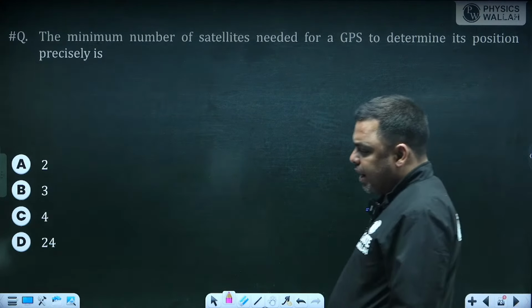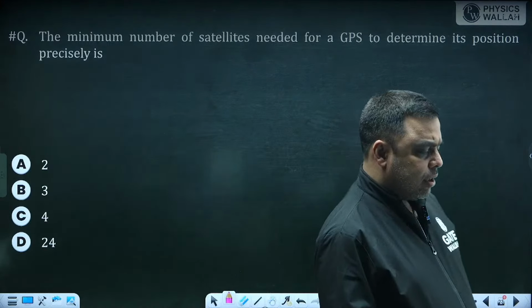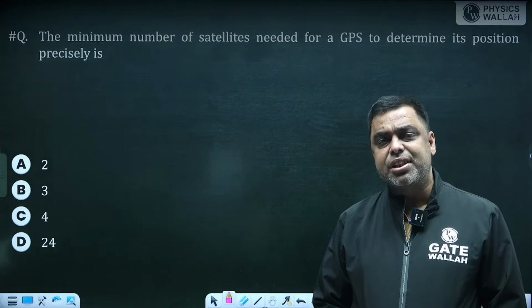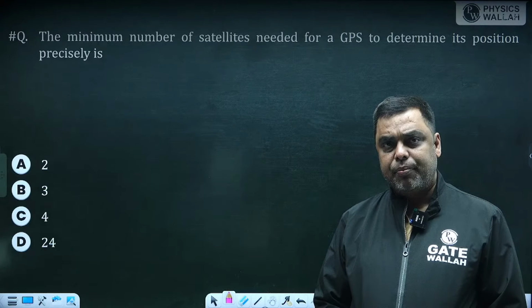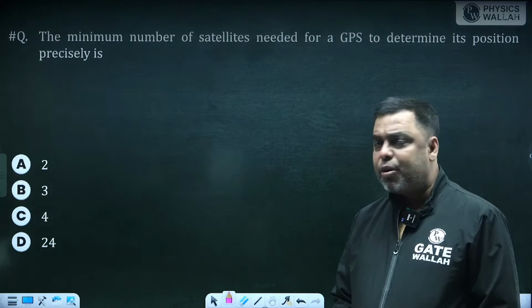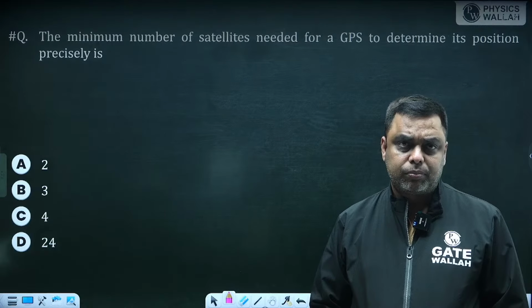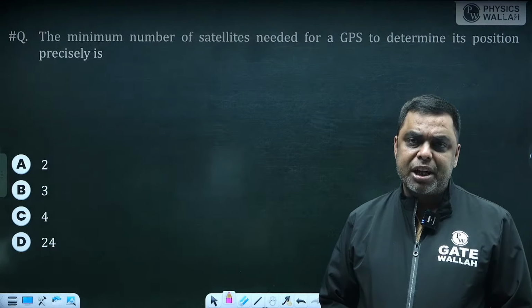Last question of the day, guys. Further questions we'll be solving in the session of 6:30. How many minimum number of satellites do we require?